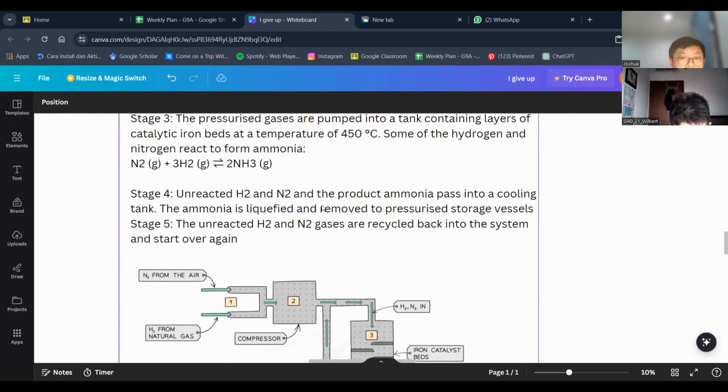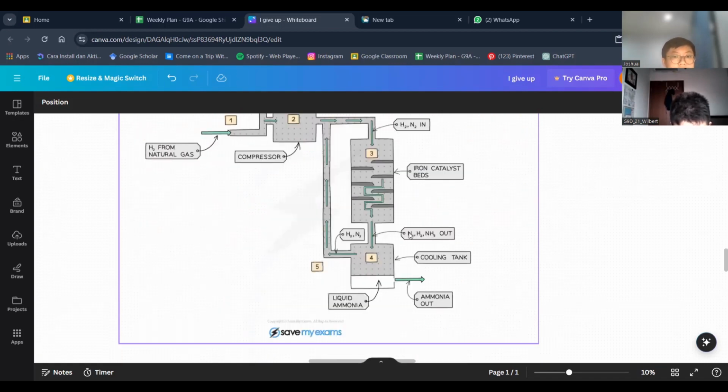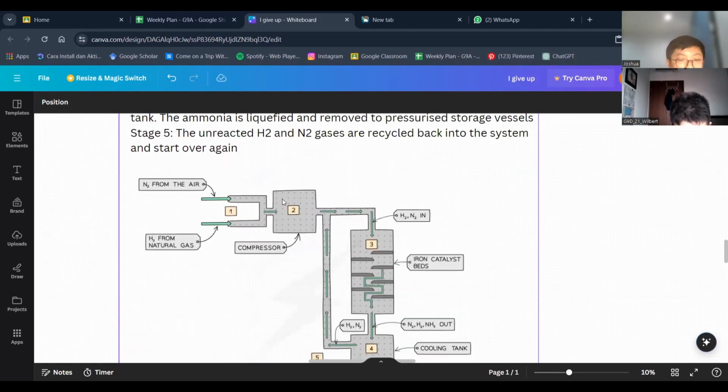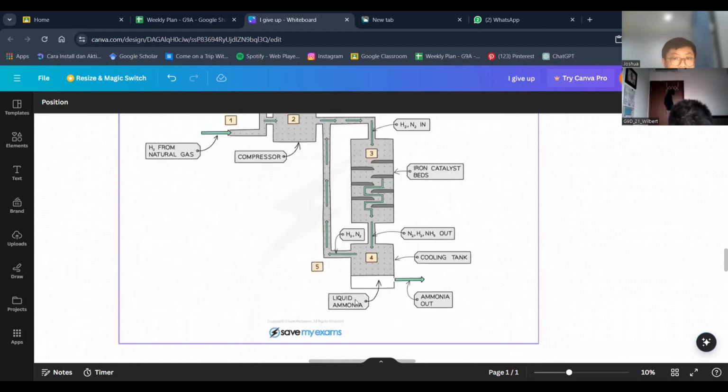The ammonia is liquefied and removed to pressurized storage vessels. And the unreacted hydrogen and nitrogen gases are recycled back into the system to make ammonia over again. So this is essentially the process: hydrogen and nitrogen get compressed, form the ammonia, and they repeat the process.